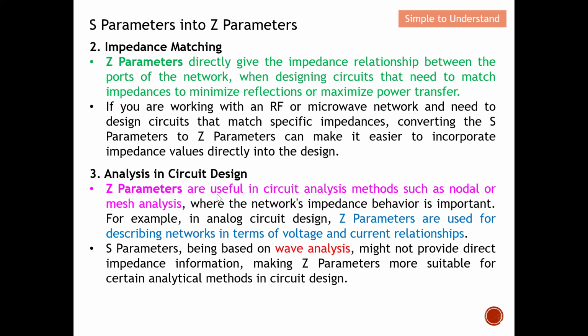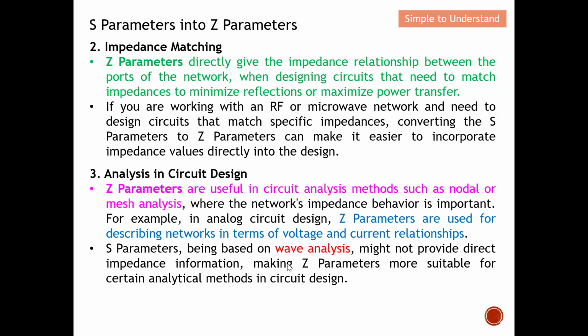Z parameters are useful in circuit analysis methods, such as node or mesh analysis, where the network impedance behavior is important. For example, in analog circuit design, Z parameters are used for describing a network in terms of voltage and current relationships. S parameters, while they are based on incident and reflected wave analysis, may not provide direct impedance information, making Z parameters more suitable for certain analytical methods in circuit design.